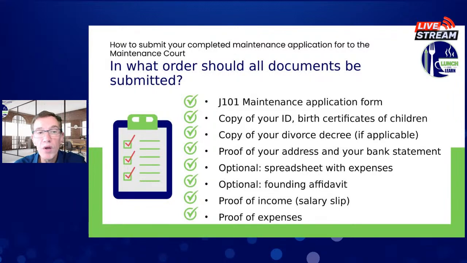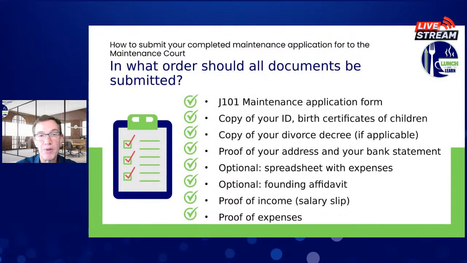Right, so in what order should all these documents be? Because we've got a whole book of documents that need to be submitted, but it's actually very simple. You start off with a J101 form. Remember the form that you've completed, copy of your ID. If you have submitted your affidavit, if there's an affidavit, that would also be marked A, B, C, D, and E with all the annexures. You just include that as well.